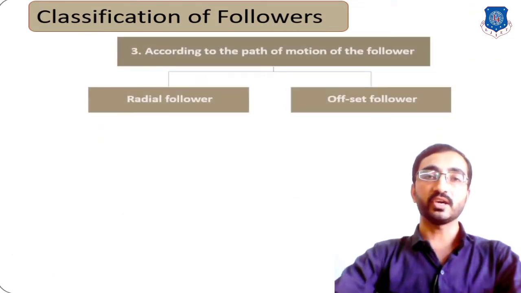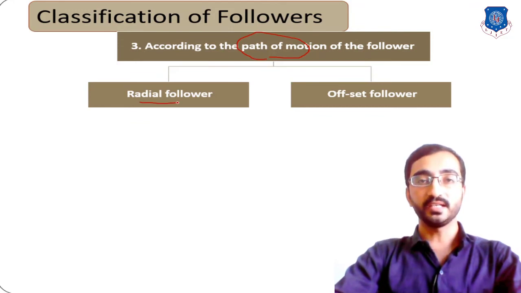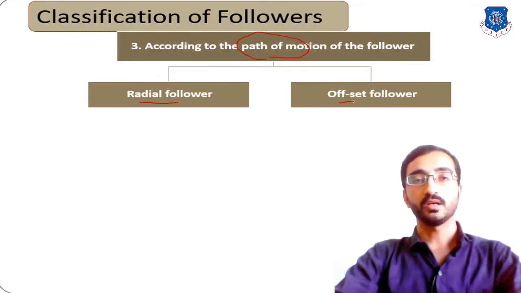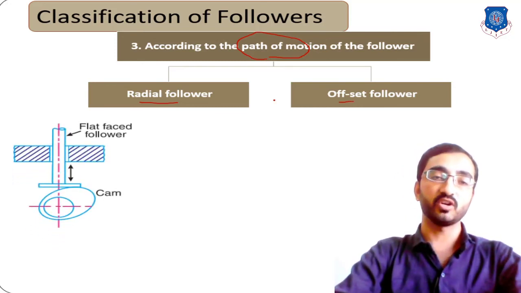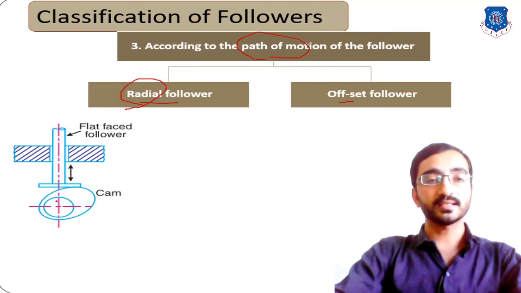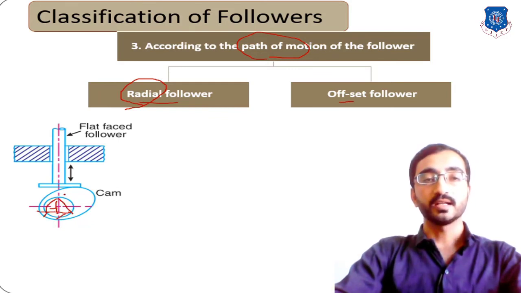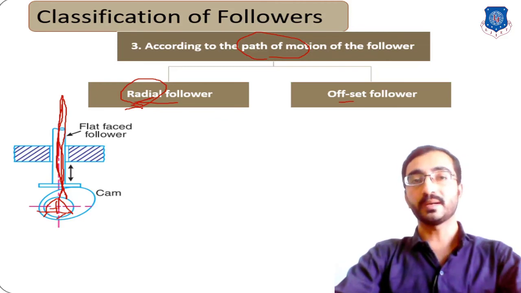Now the third classification, that is according to the path of motion, either radial or offset follower. According to path they are classified into 2 categories. First, let's learn radial follower. Why is it termed radial? Because if you observe from the center of your cam, the path of your follower is in a radial line. If it is joining in such a way that it is in a radial direction, then it is termed a radial follower.